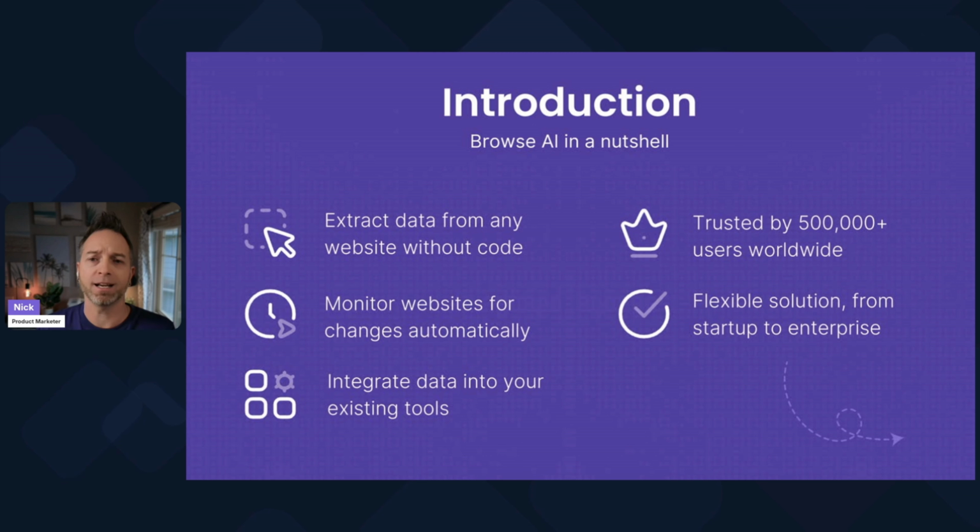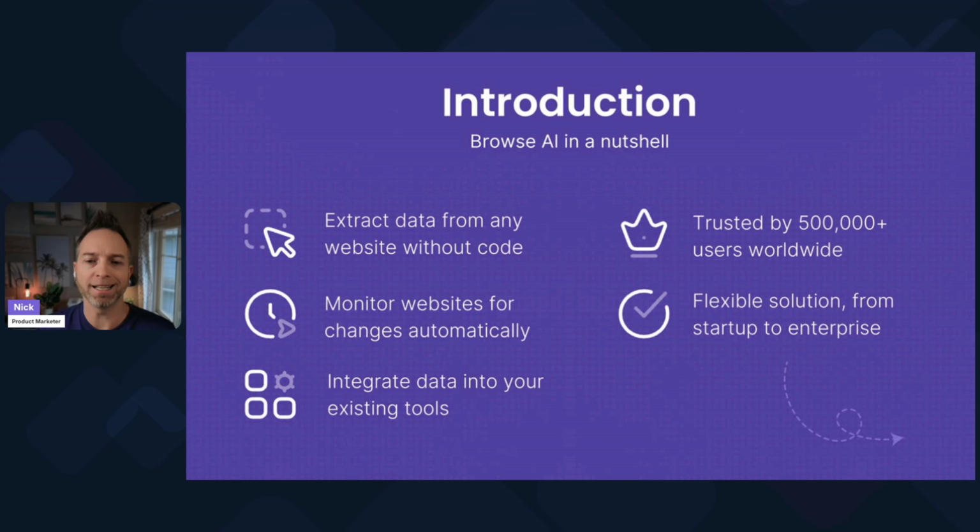Let's talk about Browse AI a little bit here. So Browse AI, as you're probably aware, lets you extract data from any websites without having to know how to code. So that's traditionally been one of the big obstacles is you need to know how to do code in order to do web scraping. And with Browse AI, that is gone. No need. You can monitor websites for changes automatically. So you set up a schedule and say, hey, can you check this website for the data I have specified? And then we'll do that on the schedule of your choosing.